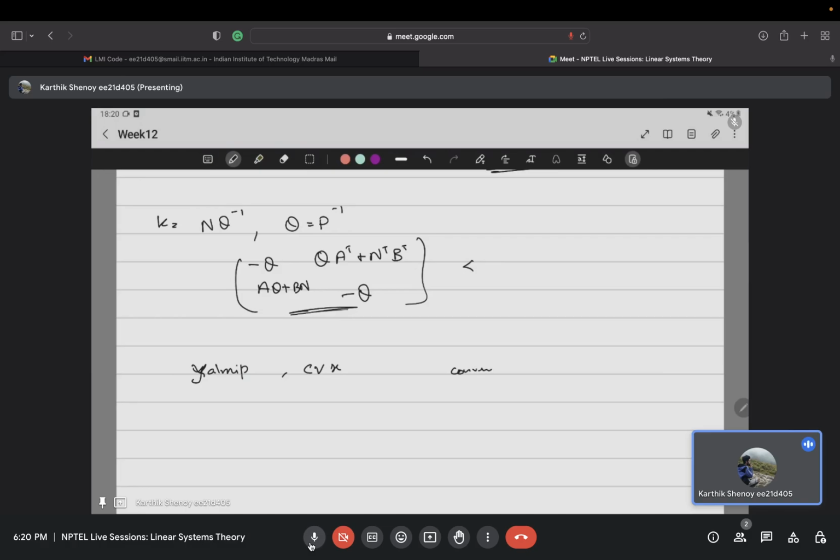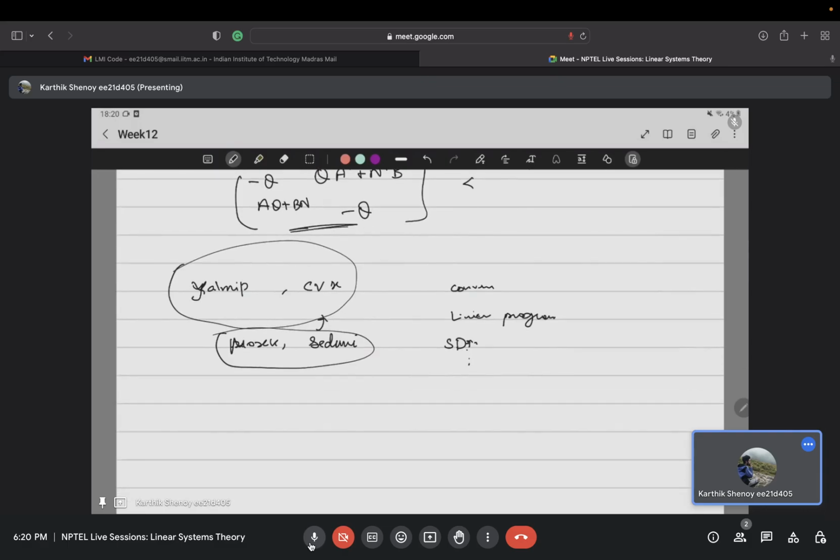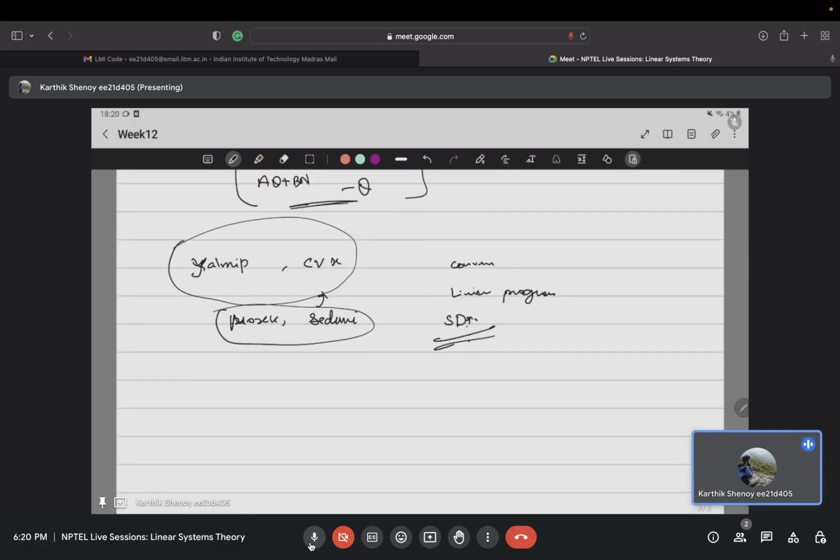convex optimization, linear programming, and other things like semi-definite programming, SDP, etc. So there are so many other types of programming which these two enable, and they will have some solvers like Mosek or SeDuMi. So these are the solvers which these packages use to solve the optimization problem. Okay. So we will also see that in this lecture.